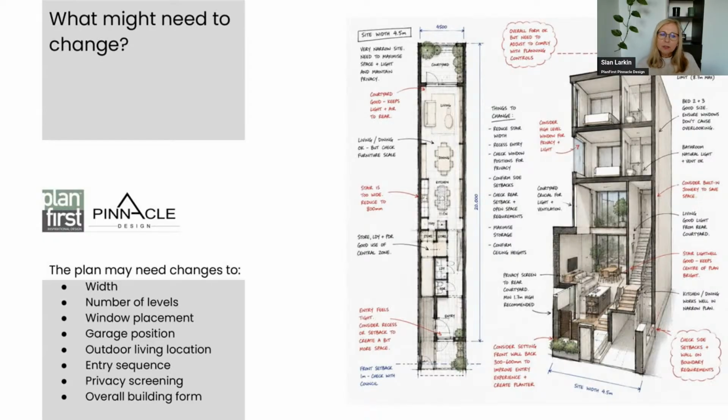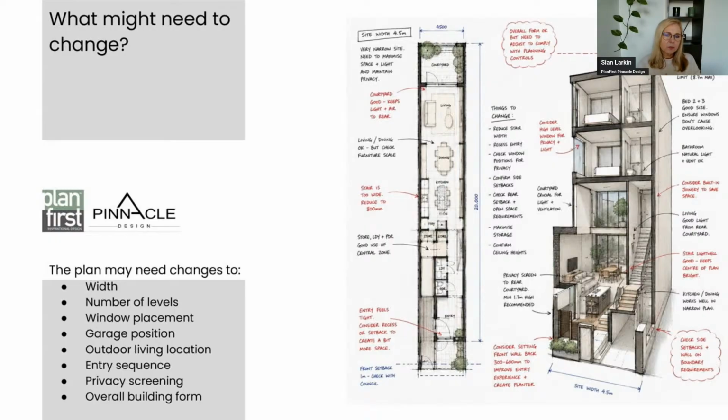So normally you'll need to change either the width or the number of levels. The narrower you go, the more levels you will want, within reason. Nobody wants to live in a 4-story house without a lift. Maybe you can put in a lift. Window placement, garage positions. Your entry sequence is important as well. You wouldn't want to walk in, but that's more design related generally.